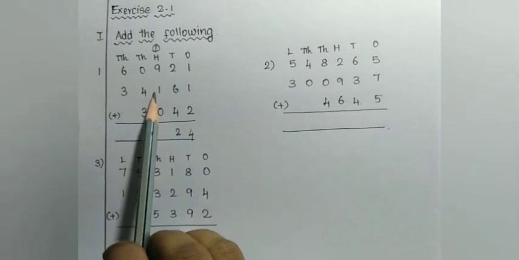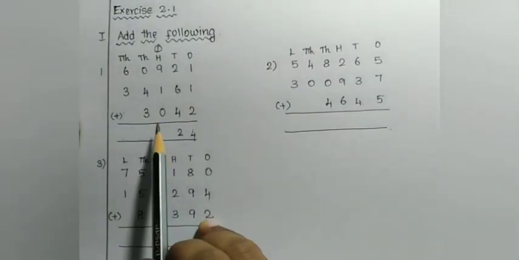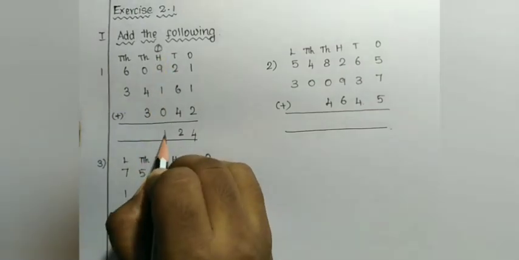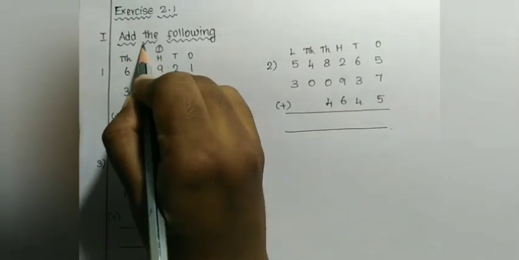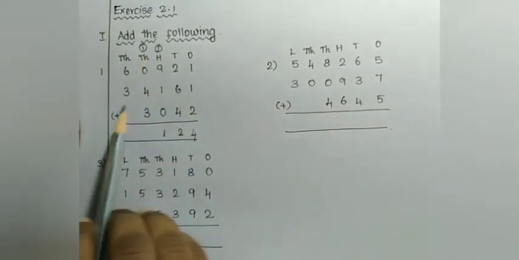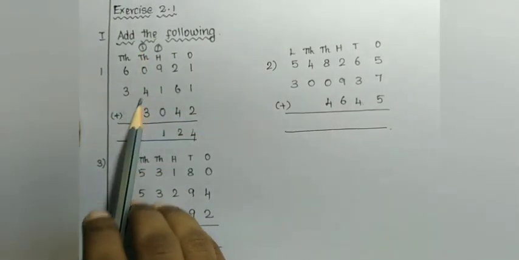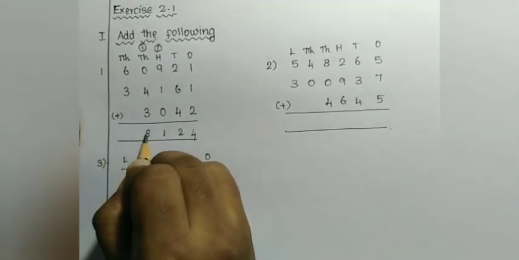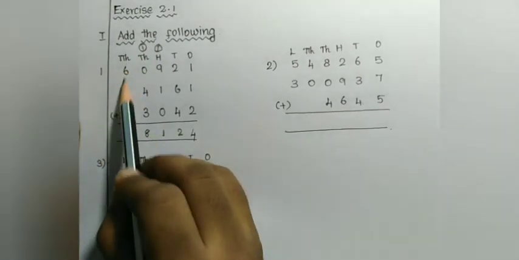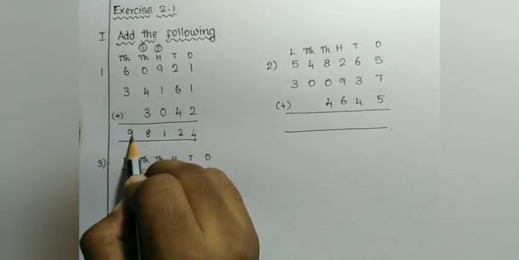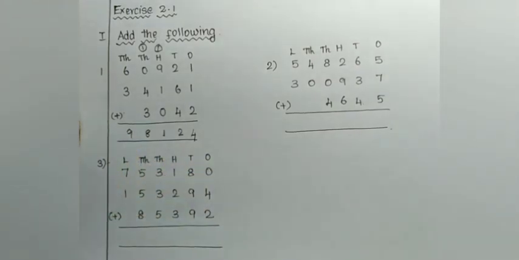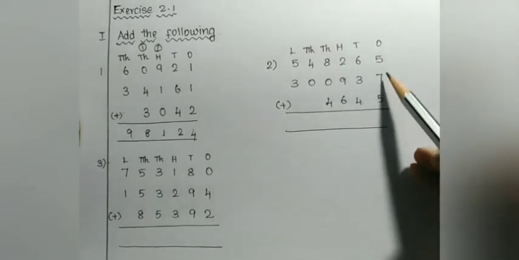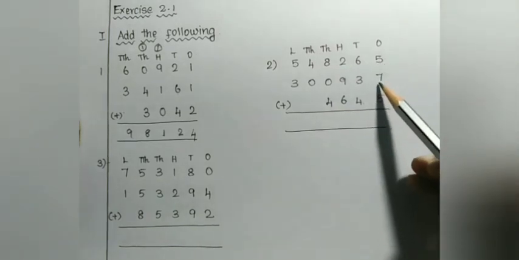9 plus 1 is 10. 10 plus 0 is 10. Plus 1 will give you 11. So 1 here and 1 to the thousands position as carryover. 0 plus 4, 4 plus 3, 7. 7 plus 1, 8. And 6 plus 3 is 9. So the answer is 98,124.